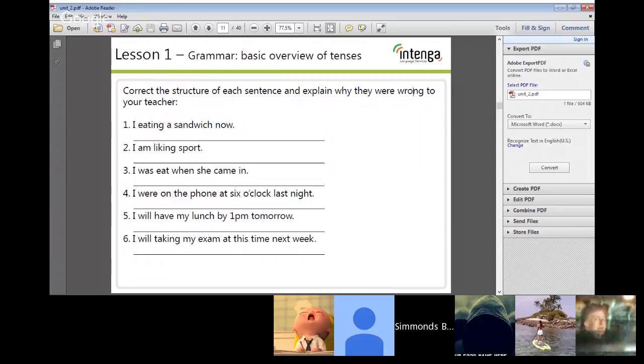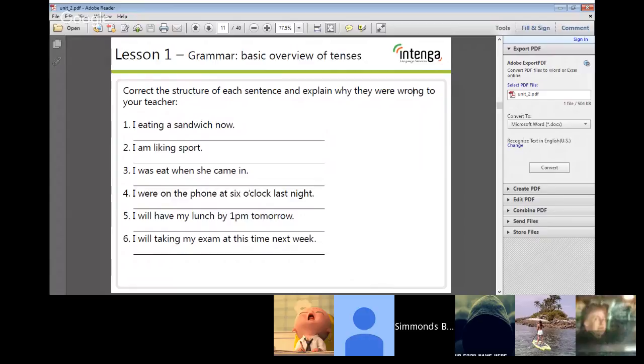So I will have, why? This is a little bit more advanced. So we're going to leave the preposition alone just because we're focusing more on the grammar aspect. However, with at, I will have my lunch at 1 p.m. tomorrow is a perfect sentence, but we're focusing more on the grammar in this. So can you say future perfect? So what do you think it should be changed to?